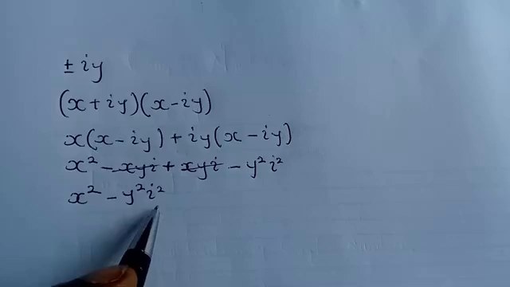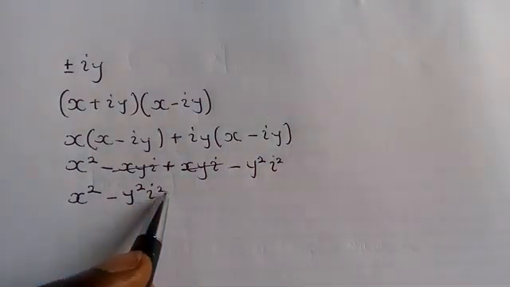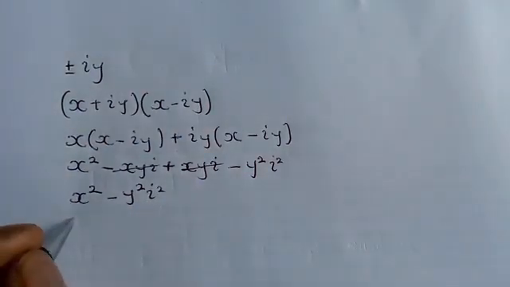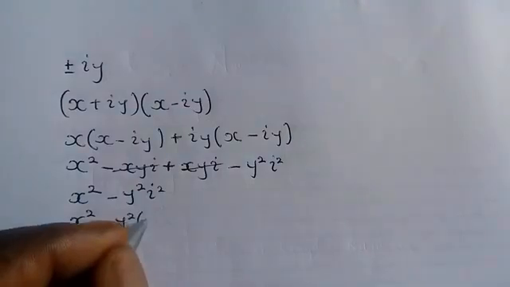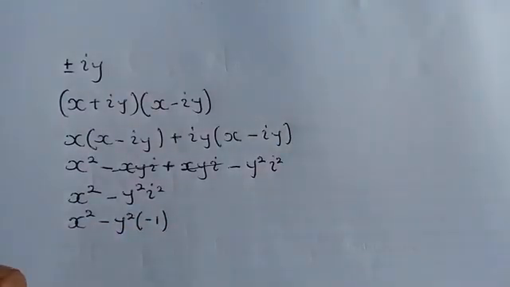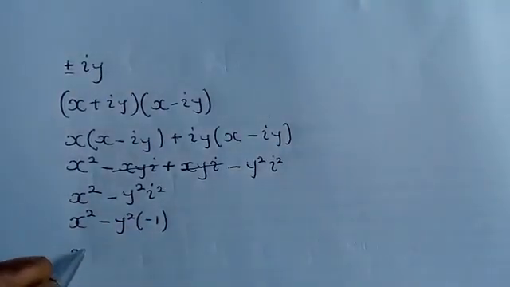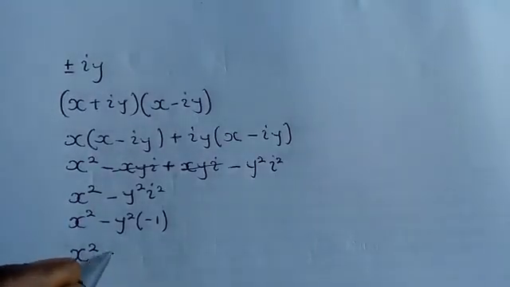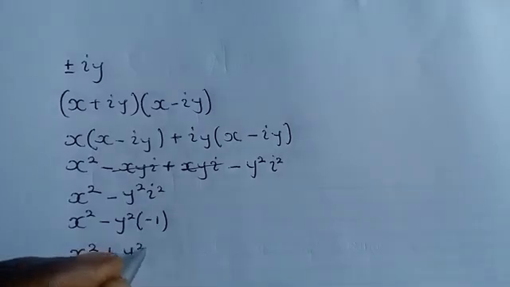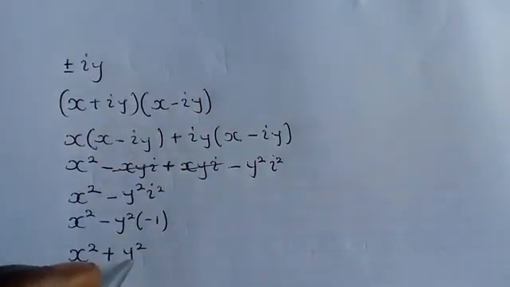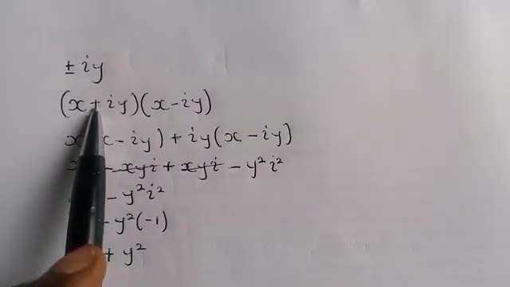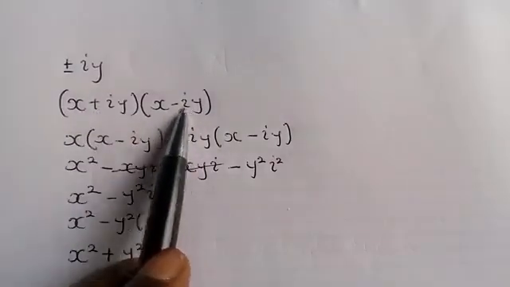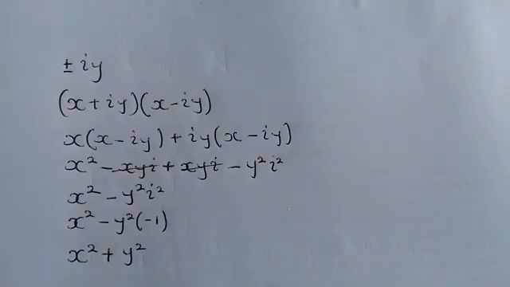But remember that i squared is equal to minus 1. So we are going to have x squared minus y squared into minus 1. That is, you will have x squared plus y squared, because minus times minus will give us plus, y squared times 1 will give us y squared. So the product of this kind of complex number will always give us a real product.